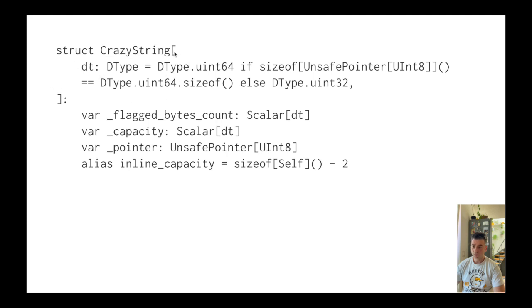So we need to provide a parameter which we call the dtype, and this dtype also has a default definition saying, okay, if the size of unsafe pointer uint equals UInt size 64, this is how we basically check if we're on 64-bit architecture, then dtype is UInt64. Otherwise, it's dtype UInt32.